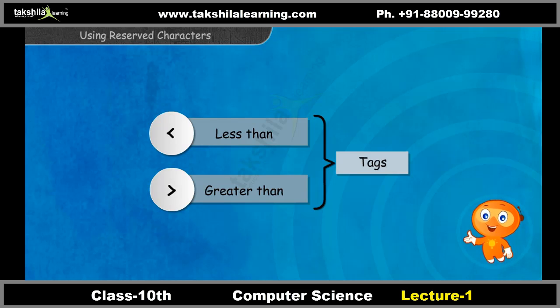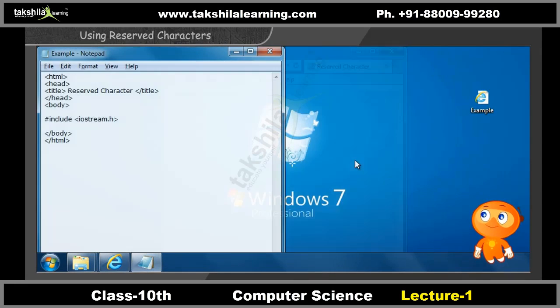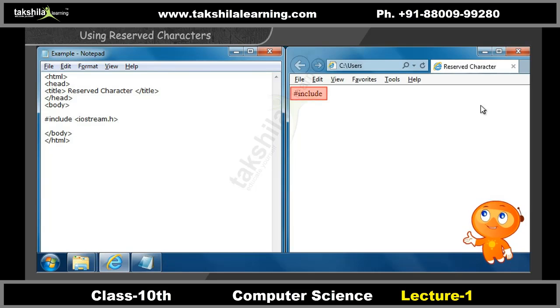Let me explain this with an example. Consider, we want the browser to display #include <iostream.h>. Look at this line of code. This code is to display as #include <iostream.h>. Let us see the result. Look at the result. The browser considered those symbols as tags, and has given the erroneous result.